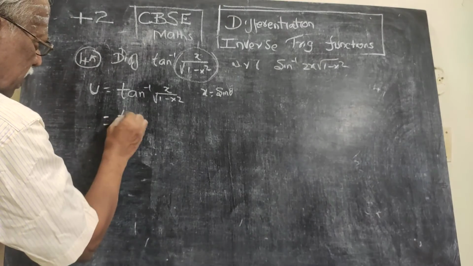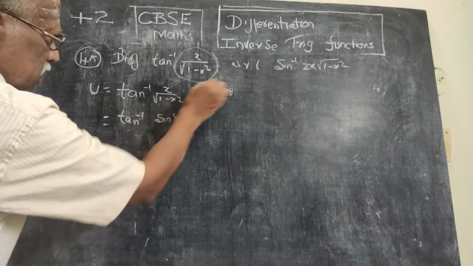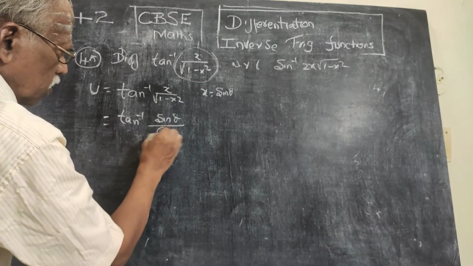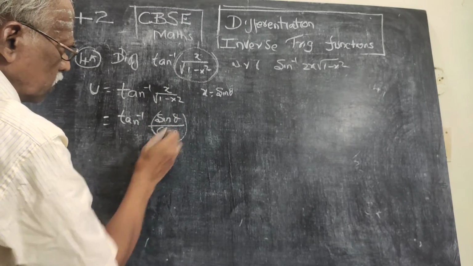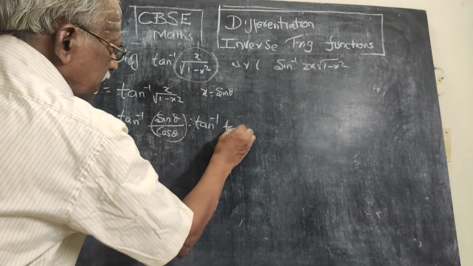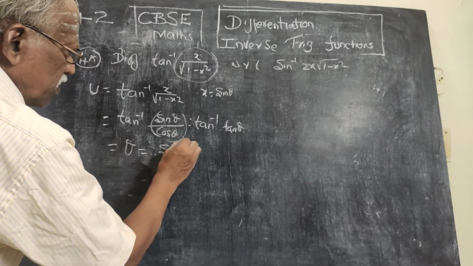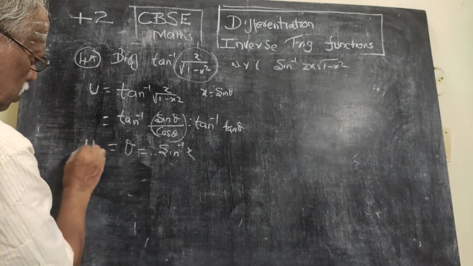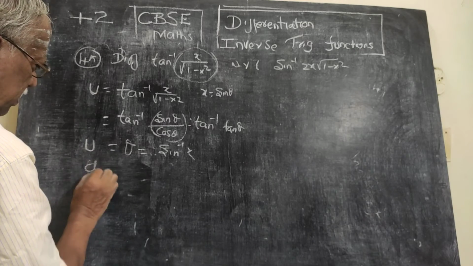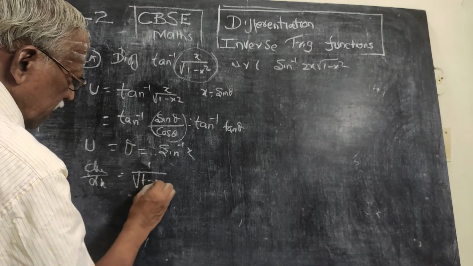The result is now tan inverse of sin theta by root of 1 minus sin square theta, which is cos square theta, root of that, so cos theta. So this is tan inverse of tan theta, which is theta, which is nothing but sin inverse x. This is u, therefore du by dx is 1 by root of 1 minus x square.